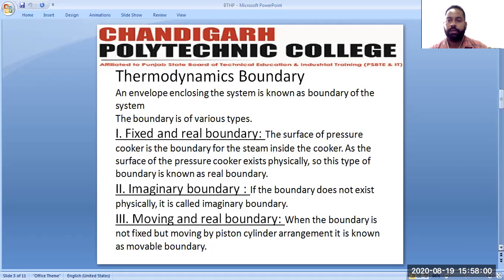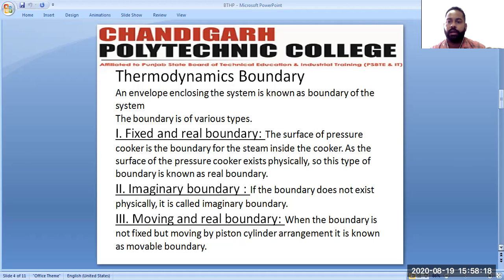My first topic is the thermodynamic boundary. So what is a thermodynamic boundary? The envelope enclosing the system is known as the boundary of the system. Every system has a boundary. The boundary is of various types.